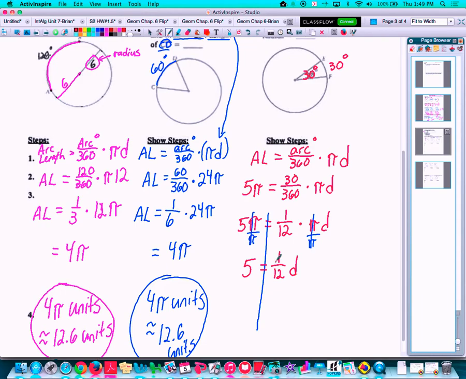So now we have to undo the 1/12, which means that we're going to divide both sides by 1/12, which is the same thing as multiplying times the reciprocal, which is 12 over 1. So if we undo this division by multiplying by 12, then we'll have 12 over 12, which cancels out to 1. And so now we have the diameter by itself over here on the equation. Over here, 12 times 5 would be 60. So our diameter is 60.